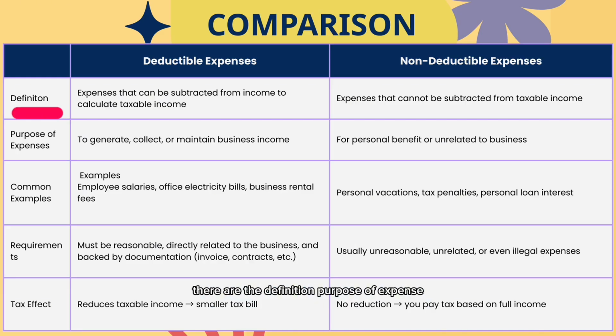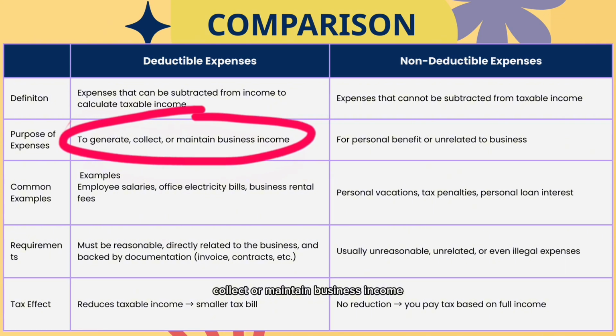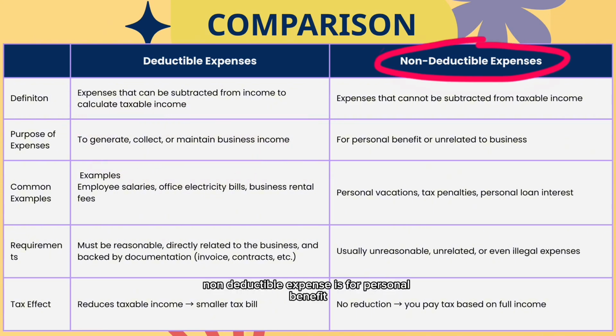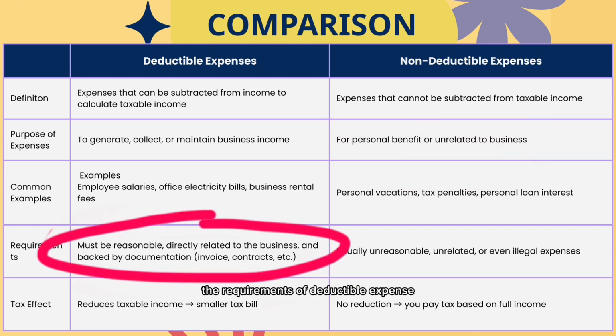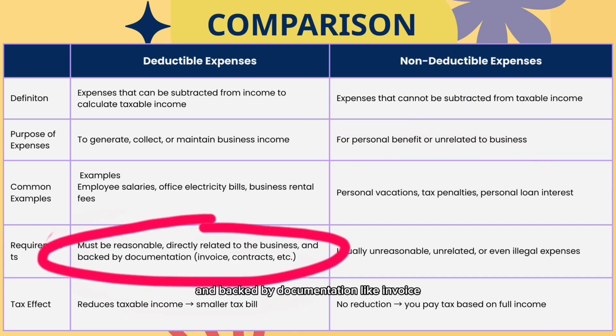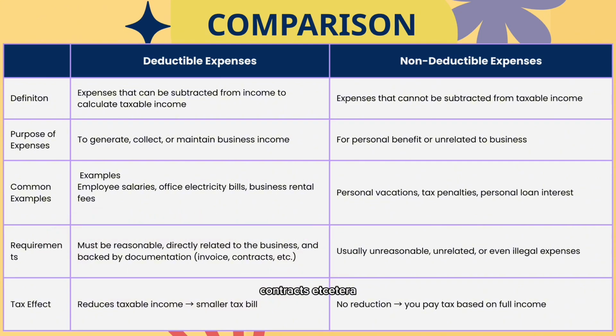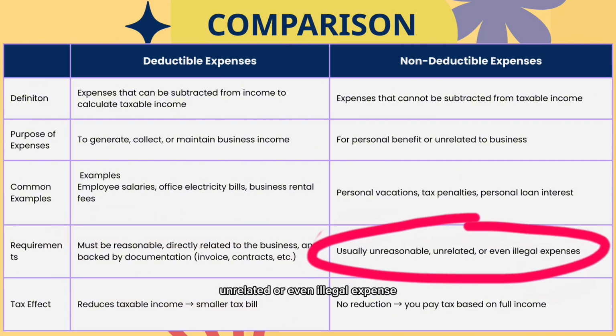There are the definition, purpose of expense, common examples, requirements, and tax effect. But here, the deductible expense purpose is to generate, collect, or maintain business income. Meanwhile, non-deductible expense is for personal benefit or unrelated to business. And then the requirements: deductible expense must be reasonable, directly related to the business, and backed by documentation like invoices, contracts, etc. Meanwhile, non-deductible expense is usually unreasonable, unrelated, or even illegal expense.